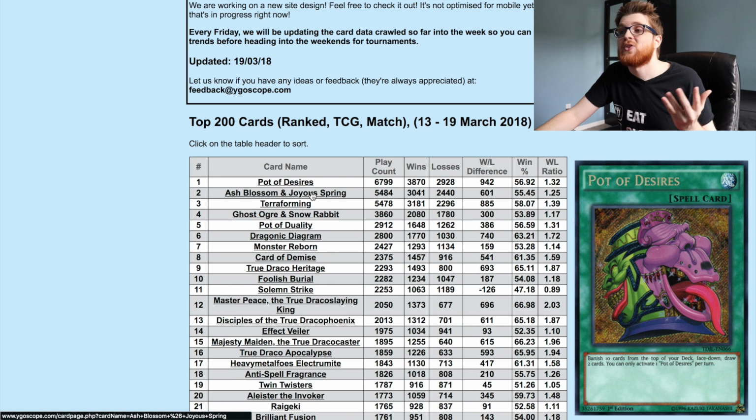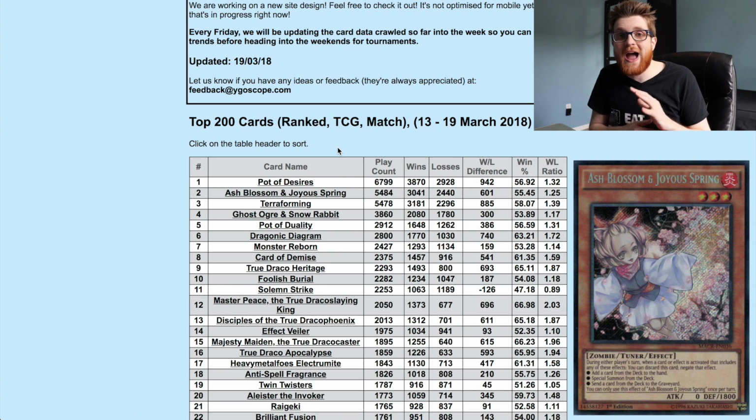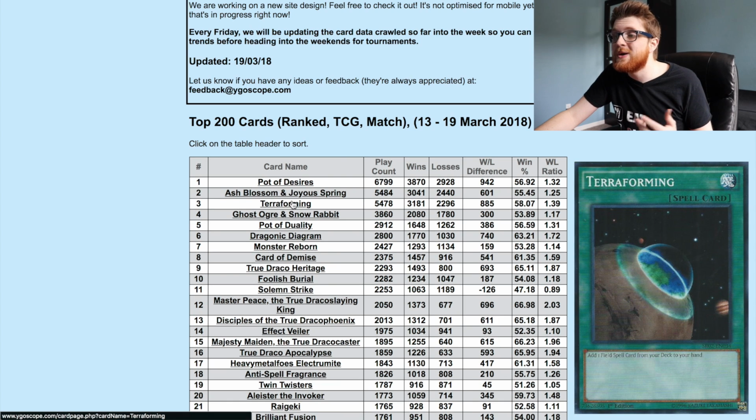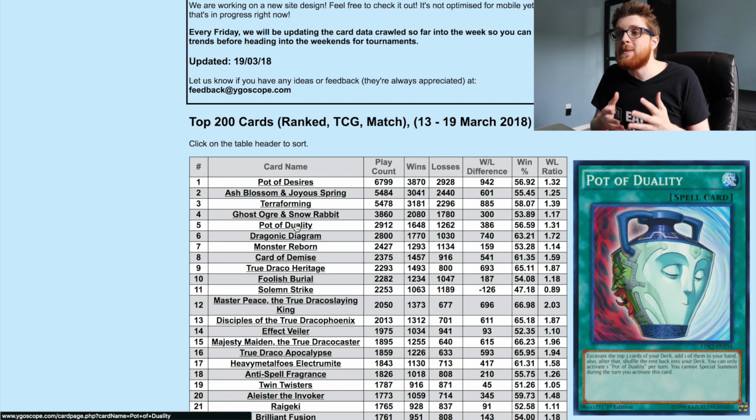And then you see stuff like Ash Blossom and Joyous Spring. So, these are cards that a lot of different decks have access to playing, but we're going to get into the data a little bit more in depth here in a moment. You've also got stuff like Terraforming, which is played in a wide variety of different decks as well. Ghost Ogre. You also have stuff like Duality, which might not be played at the highest tier, but it can be played by a lot of different decks, maybe in the tier 2 and below range, so that's going to be tracked here as well.